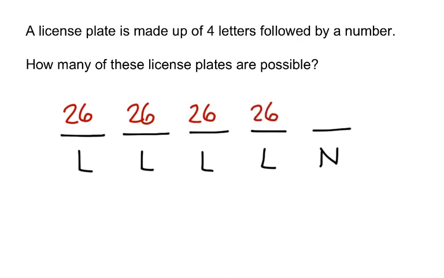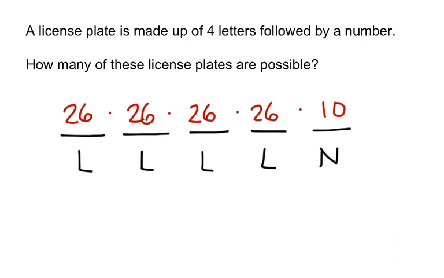And then for the number, let's see, how many different digits could go on a license plate? Well, there's 9, right? Oh yeah, wait a minute, 0 can go. So I have 1 through 9 and 0, so I have 10 different numbers that could go on a license plate. So there's 10 possibilities here. How many possibilities are there for each space? And then multiply those together.